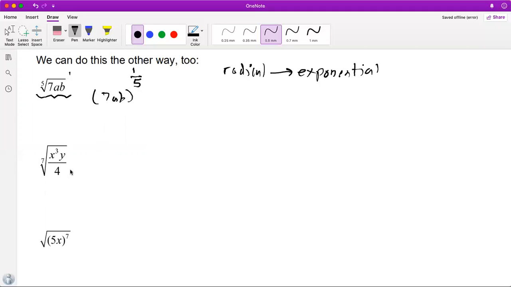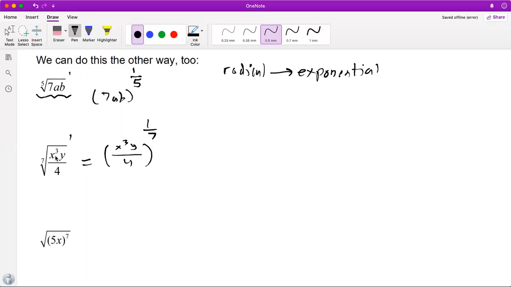Boom. Same thing here. I've got an expression inside there, so I'm going to put it in parentheses, x cubed y over 4. Then I see there's no power that this whole thing is being raised to. The x is being raised to the third power, but since these things are not, I can't use that as my power. This whole thing is being raised to the first power. So it's a 1 on top, and the index of the radical is 7, so it's 1/7.